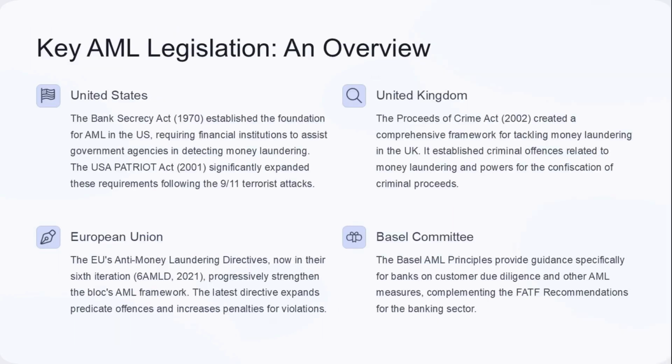Key AML legislation varies by region, with the United States, United Kingdom, European Union, and Basel Committee each having distinct frameworks. The Bank Secrecy Act in the US laid the foundation for AML, while the UK's Proceeds of Crime Act targets money laundering. The EU's AML directives and Basel AML principles provide guidance for banks, complementing FATF recommendations.